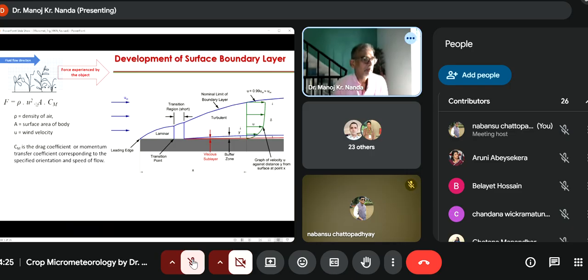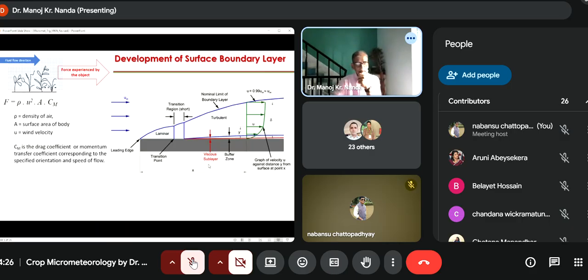Now, if we resolve it this way, how much is the force? Density of air, velocity square, then surface area exposed. When I'm saying surface area, I'm dealing with solid surface, stem surface, all over the integrated surface area. And this Cm is my transfer coefficient. We call it drag coefficient because the force is transferred, then this is drag coefficient.